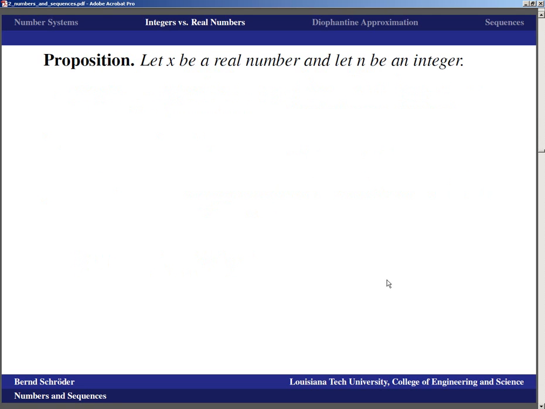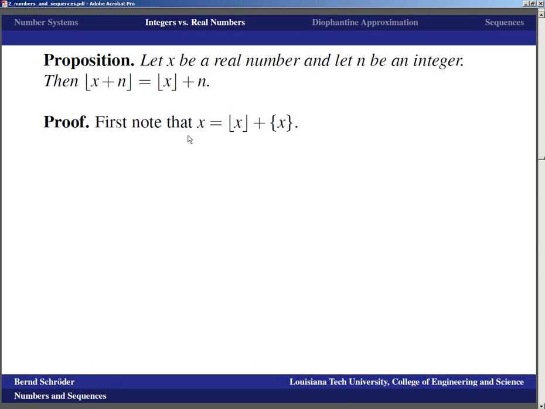Well, what we can do then is talk about a real number x and an integer n, and a few properties of the greatest integer function. For example, the greatest integer below x plus n is the greatest integer below x, plus n. That's fairly simple to prove because we know that x is the greatest integer below x plus the fractional part of x, and that means that the greatest integer below x plus n is the greatest integer below (the greatest integer below x, plus the fractional part of x, plus n). And these two things are integers, right?